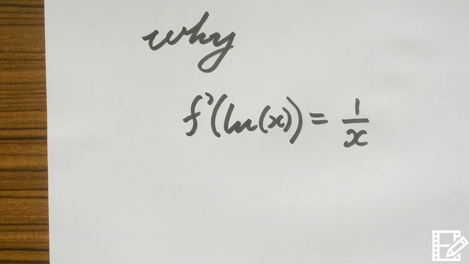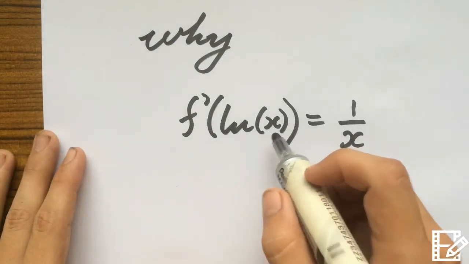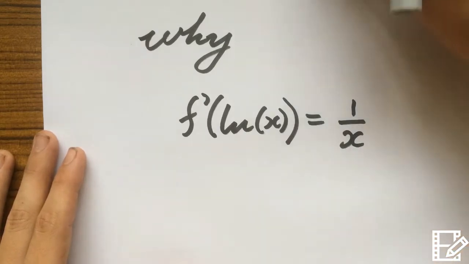Welcome back to another episode of my proof series where I show you why certain things happen in mathematics. This lesson will be focusing on why the derivative of ln of x equals 1 over x. Okay?